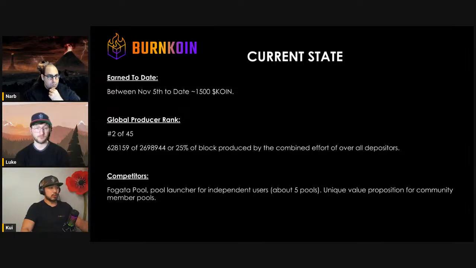We've produced 628,000 of the 2.69 million blocks, or about 25% of the blocks produced. And that's a combined effort of all depositors who participate with us.